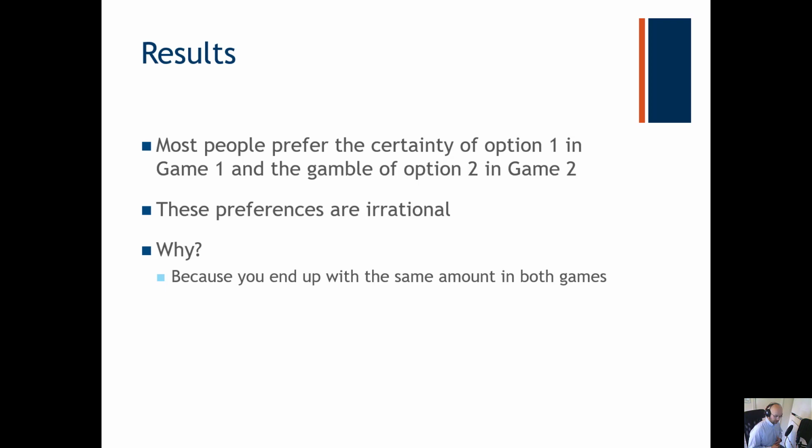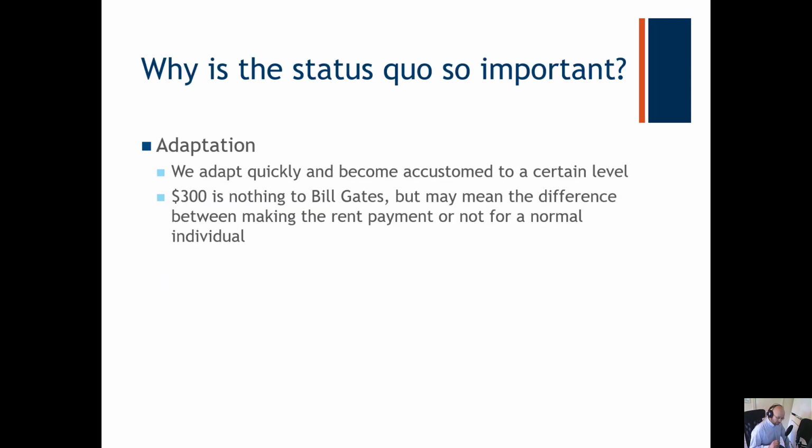Okay? All right. And I'll explain this a bit more mathematically in a second. The reason there was this issue with those two games was the status quo point in the first game was the 200 bucks. That's where you were starting from. And the status quo point in the second game was 400 bucks. Okay?